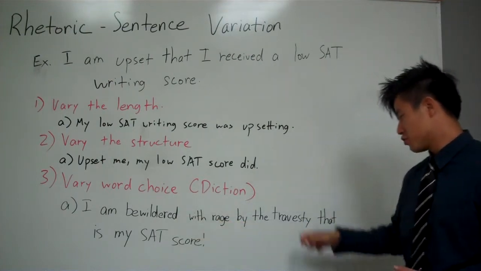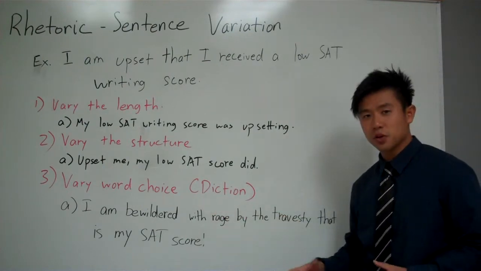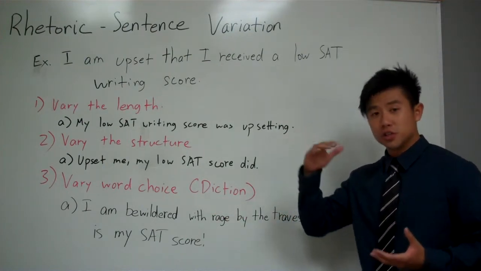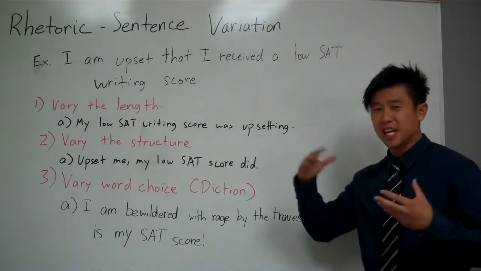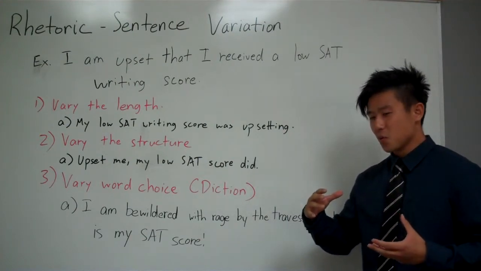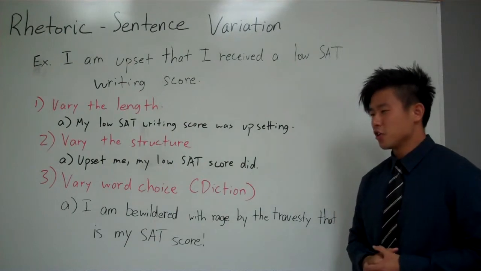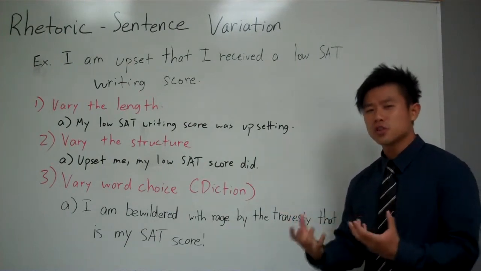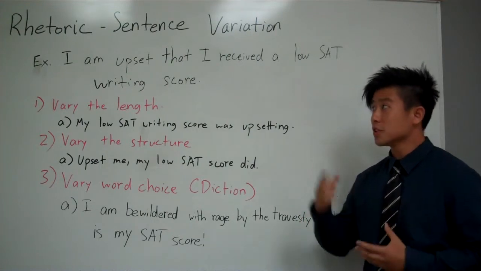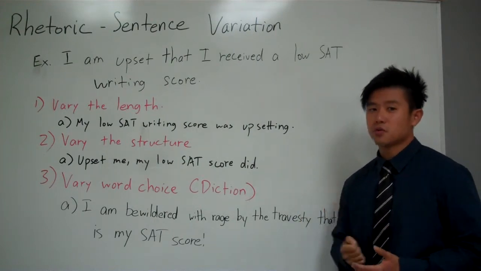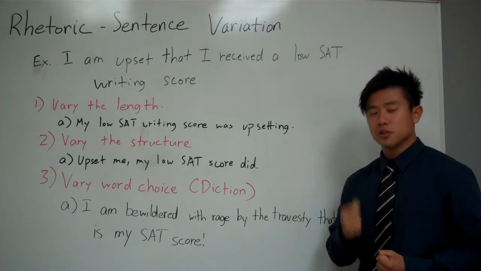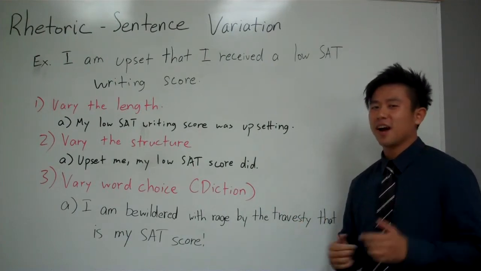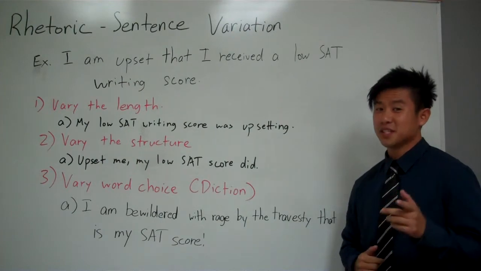Bewildered with rage, travesty. Okay, these words show emphasis. They show a higher level of diction. Is your audience much more sophisticated in their taste, in what they want to read? Are you trying to convey a more intelligent tone? What are you trying to do? So these are things to keep in mind as you write and progress in your writing. That was a poor sentence, but I can fix that with sentence variation.